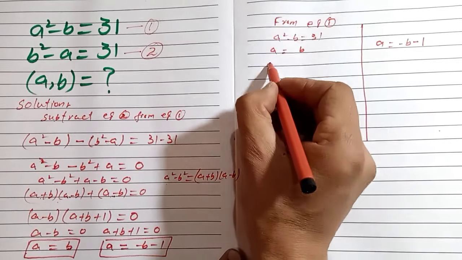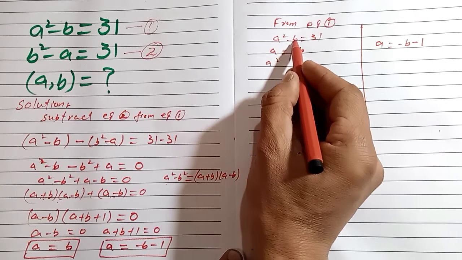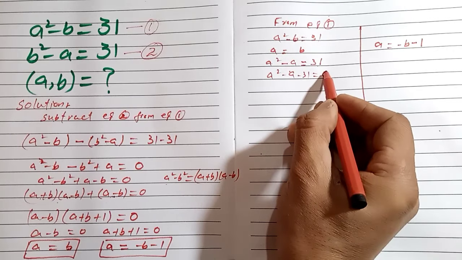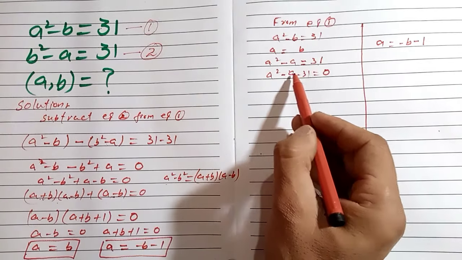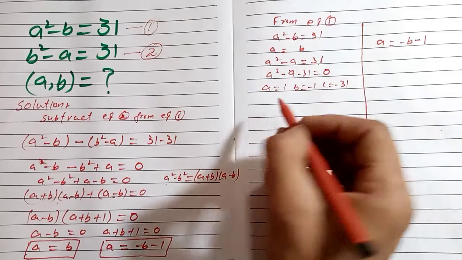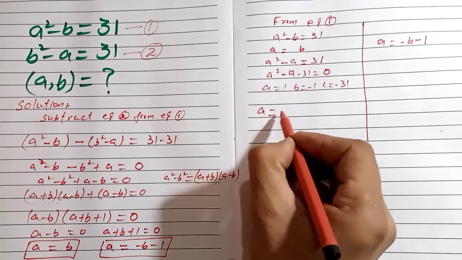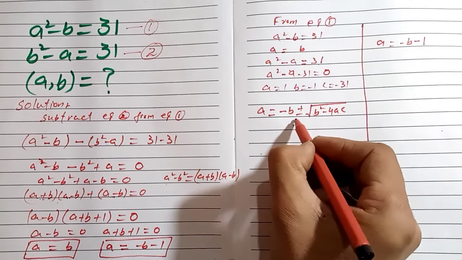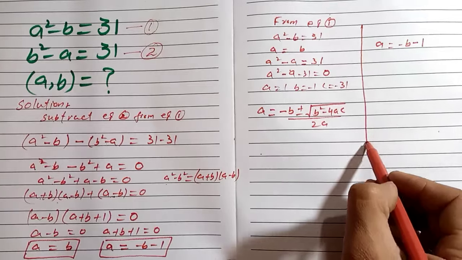So we have a square minus a equal to 31. Subtracting 31 from both sides, we get a square minus a minus 31 equals 0. This is a quadratic equation, so we use the quadratic formula. Here a is 1, b is minus 1, and c is minus 31. The quadratic formula is a equals minus b plus or minus the square root of b square minus 4ac, divided by 2a.